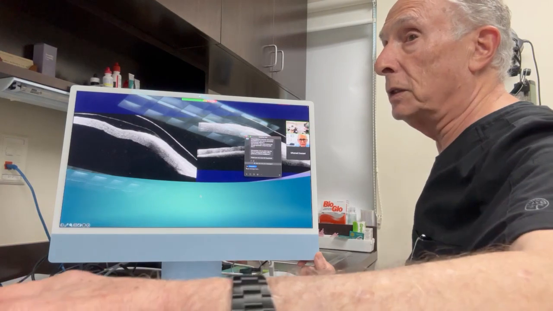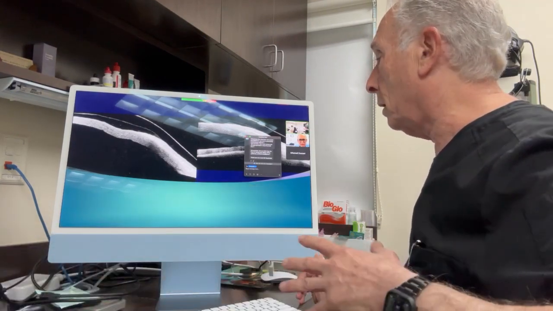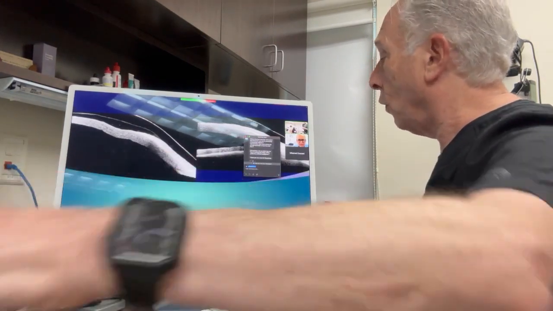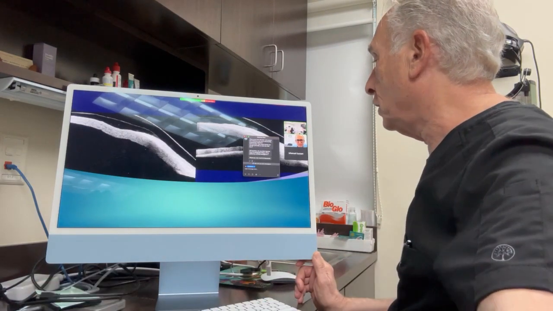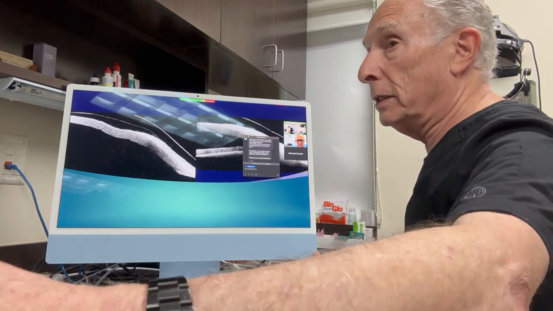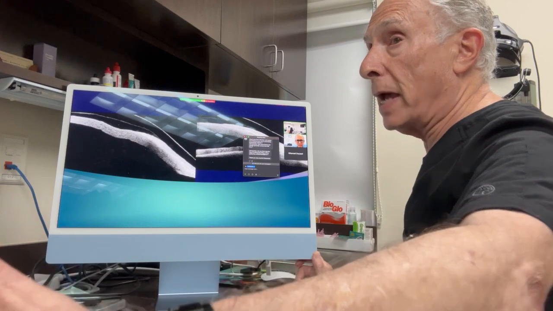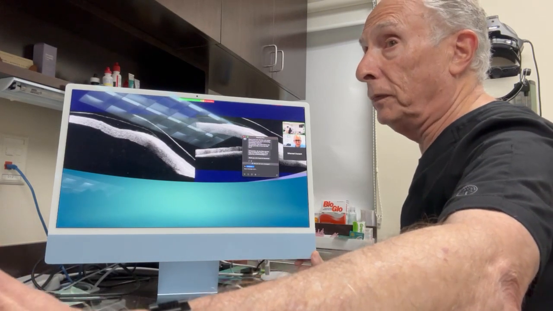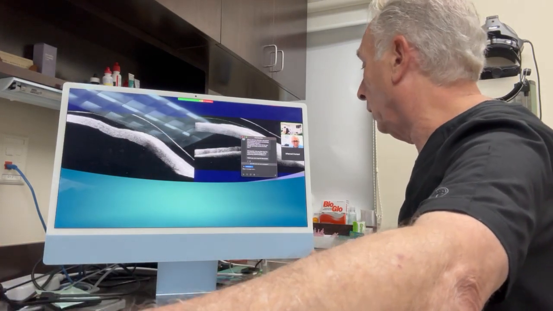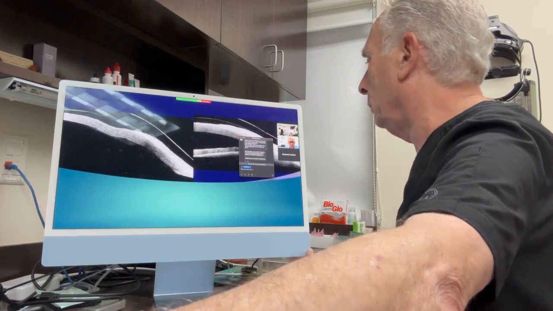So it sits around 7 or 8 feet away. I go from the chair to the OCT and back and forth, so I do it very fast. I can just look. It just takes me seconds. In a matter of a few seconds, I can see what I'm dealing with. It saves me a lot of time.